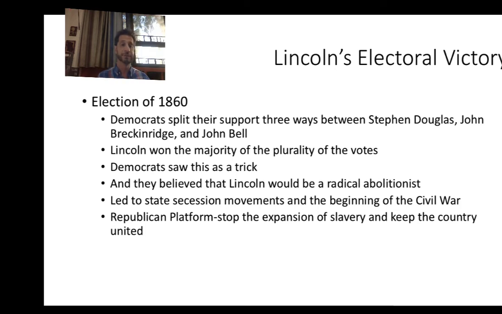So immediately the South begins seceding. And you basically have a number of states who are going to secede from the country at the beginning of the Civil War. Now, again, if you look at the Republican platform at the time, this is all very conspiratorial on the Southern side. The Republicans were very clear about their belief. They wanted to stop the expansion of slavery with the hope that eventually slavery would disappear, but their primary goal was to keep the country united.